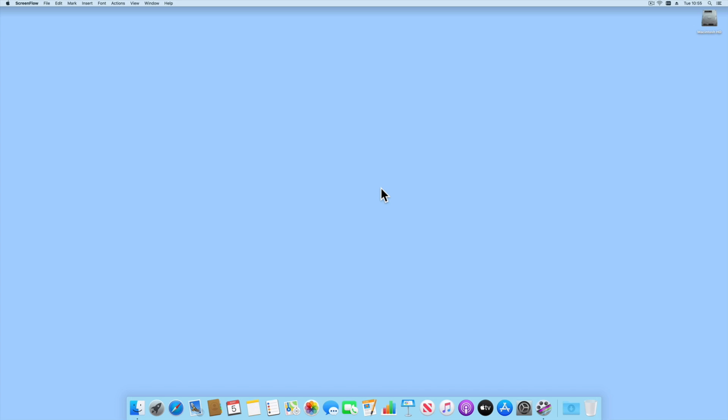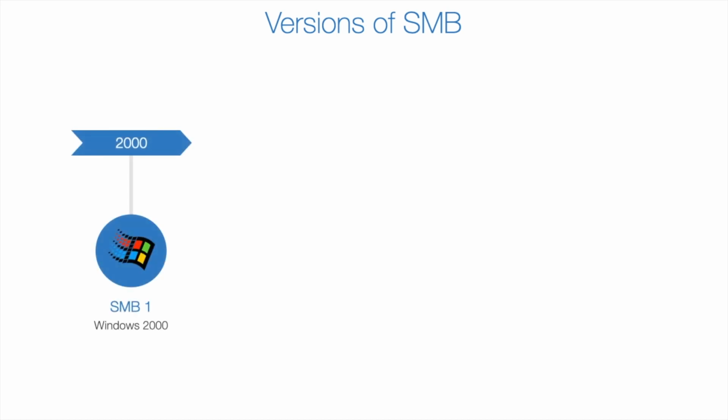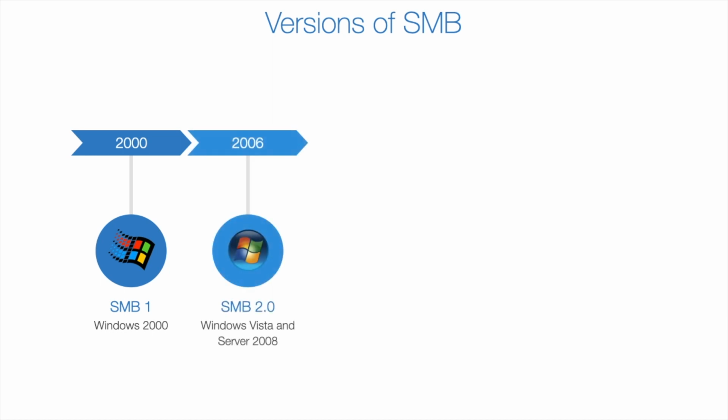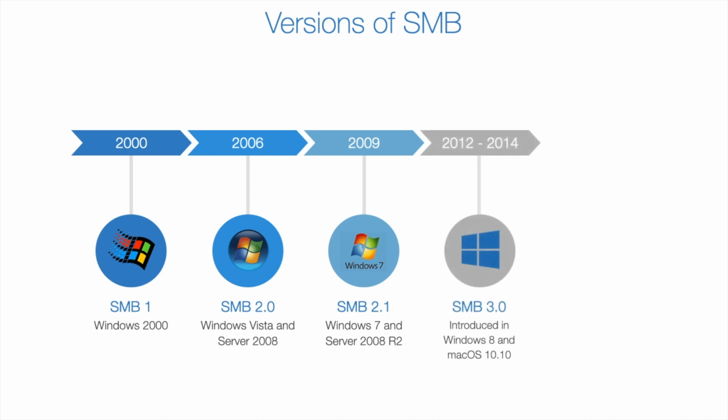As SMB was developed in the 1980s, over time it has evolved so that we currently have three main versions of SMB. First, we have SMB1, which was introduced in Windows 2000. Next, we have SMB2, which was introduced in Windows Vista. And finally, we have SMB3, which was added to Windows 8 and macOS 10.10.